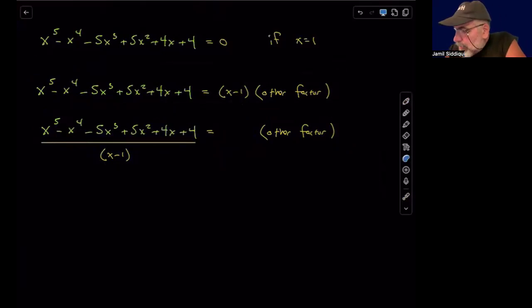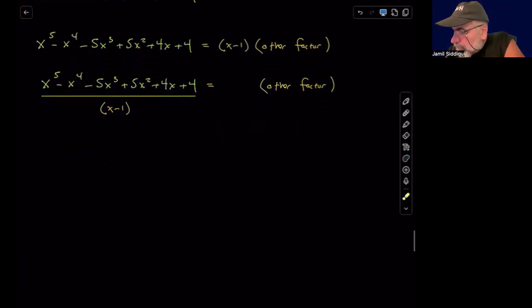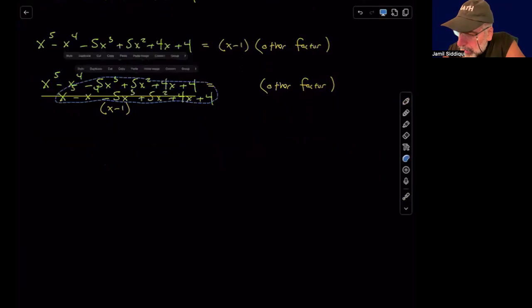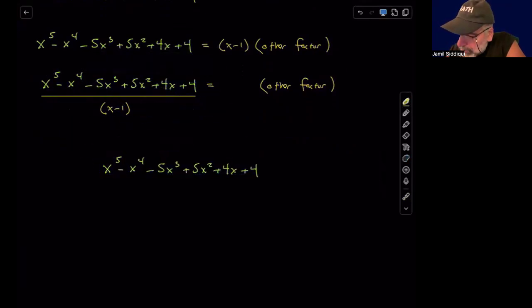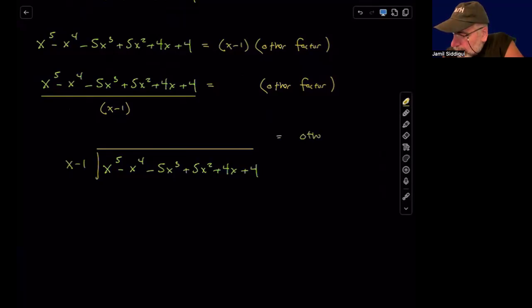But we wrote division here. There's a lot of different ways we can write division, okay? We wrote division using the fraction bar. What would happen if we wrote division a little differently? What would happen if we said we're going to divide this guy using the long division symbol, and we're going to divide by x minus 1? Well, whatever we get here would be the other factor. So let's go ahead and do it, okay? We're going to do long division.